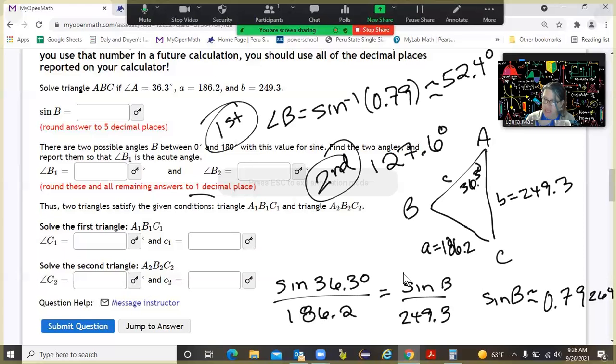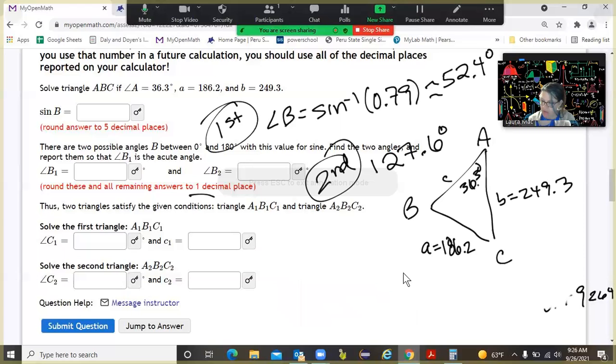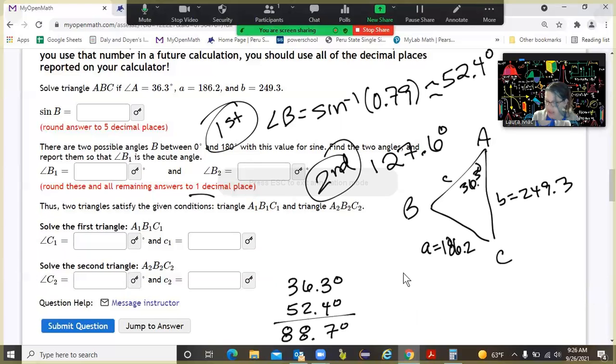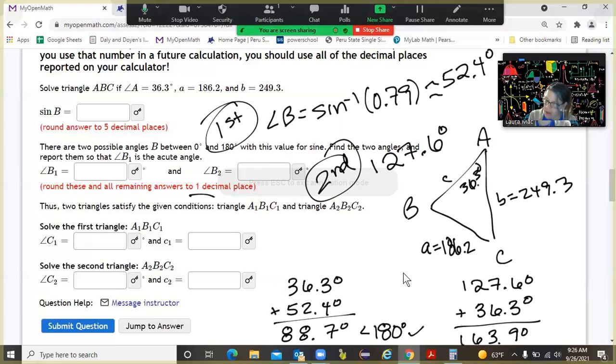That would be 127.6. So now just ask yourself, are both of these answers okay? Well, the angle that we're given is 36.3 degrees. So if I were to add on 52.4, that's less than 180. So that one's good. All right, now let's look at that second one. We have 127.6 degrees. If we tack on that 36.3 that we already know, 7 and 6 is 13, carry the 1. That one is also less than 180. So that one's good as well.